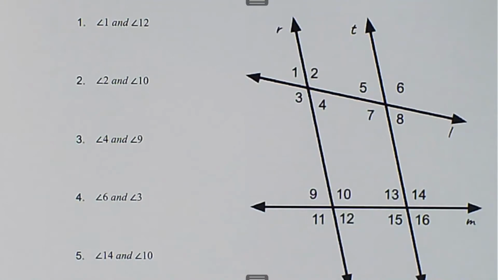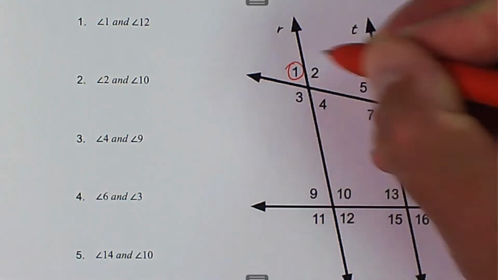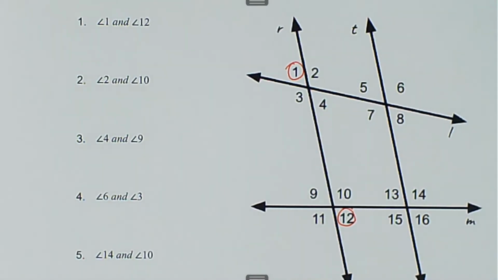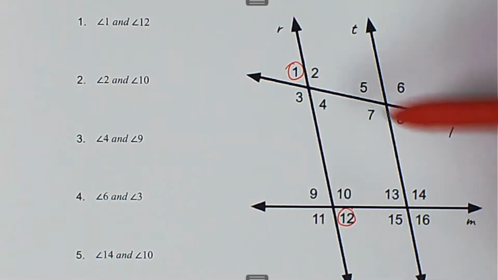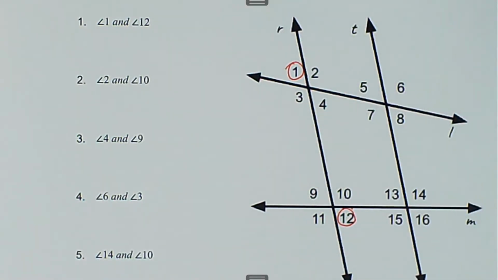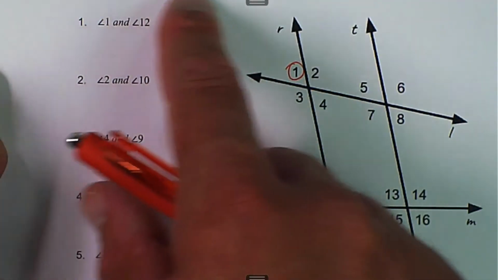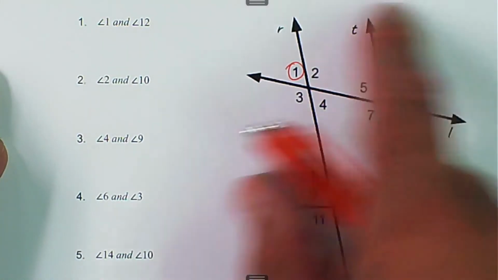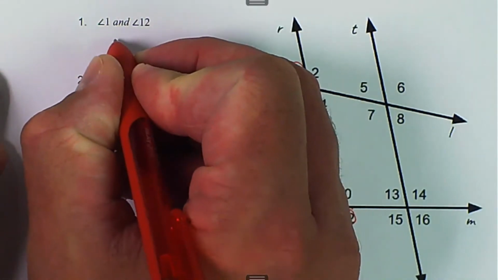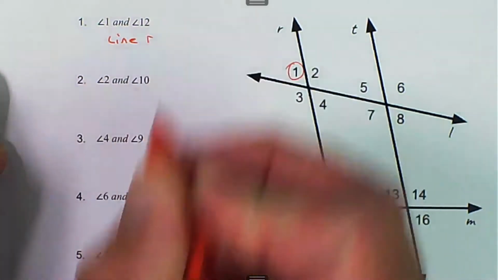So here we have angle 1 and angle 12. Here's angle 1, and here's angle 12. Before we can decide what the angle relationship is, we have to decide which is the transversal. Both angles have to share the same line to form the transversal. So in this case, our transversal is line R.